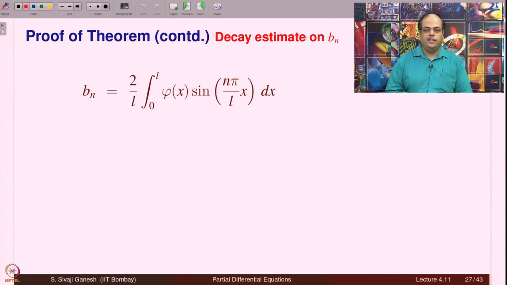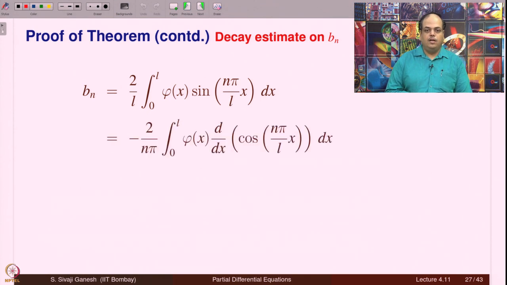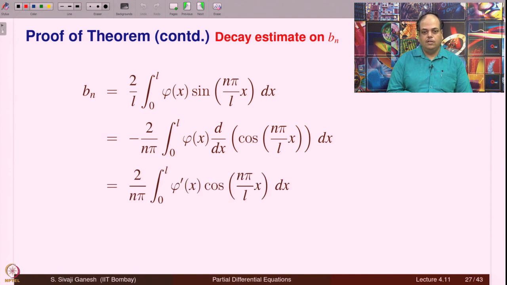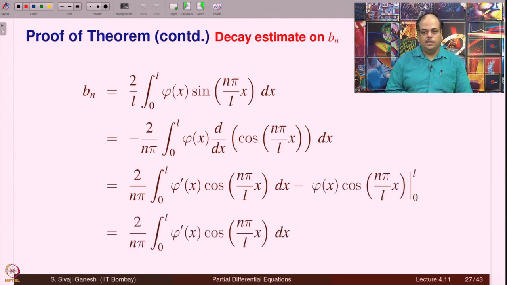Now, how do I get this decay estimate on Bn? Bn, recall, this is the formula for Bn. Now, I write the sine term as d by dx of cos. So, I get minus 2 by n pi, integral 0 to L phi x d by dx of this cos. So, this means I am planning to use integration by parts. So, d by dx will be shifted to phi. I get phi dash x here and cosine term here, that gave me n, you see, one n came on differentiating once, and there will be boundary terms, which is this. It is 0 because phi of 0 and phi of L are assumed to be 0.